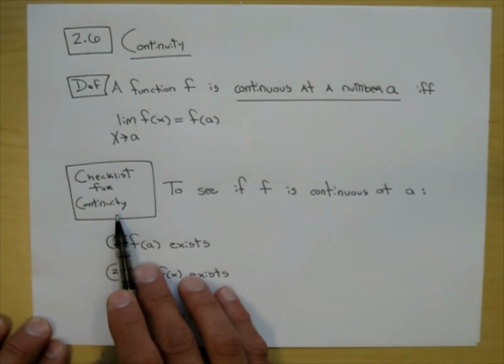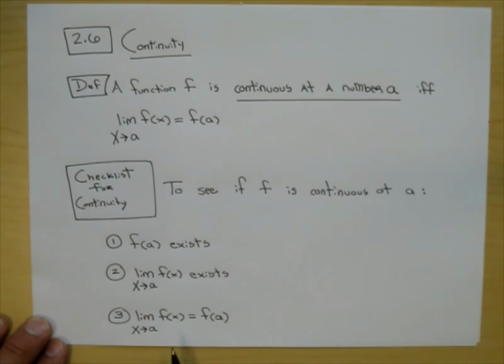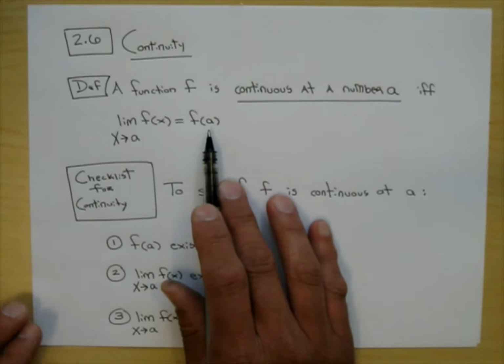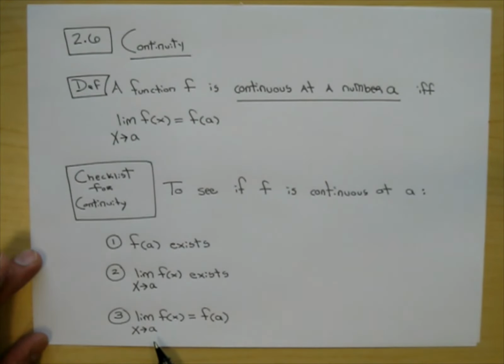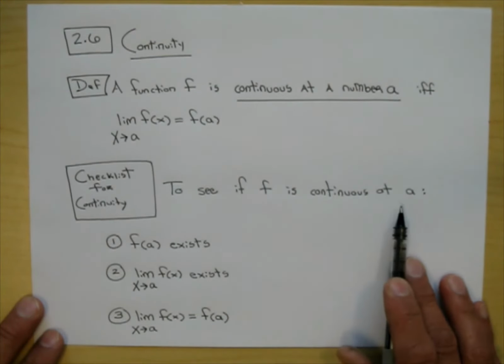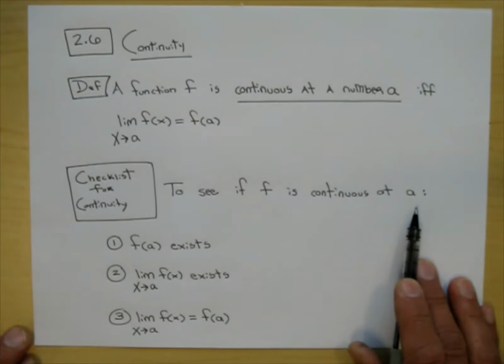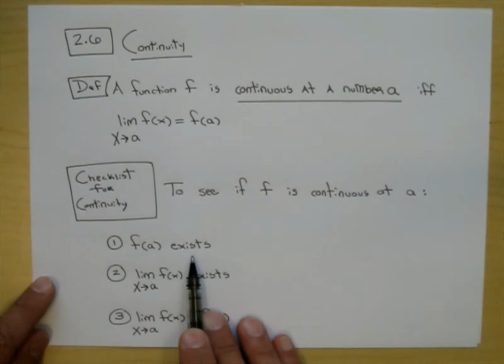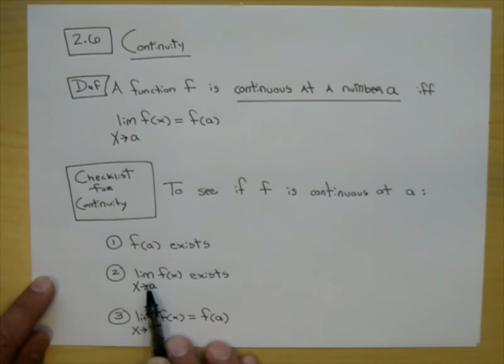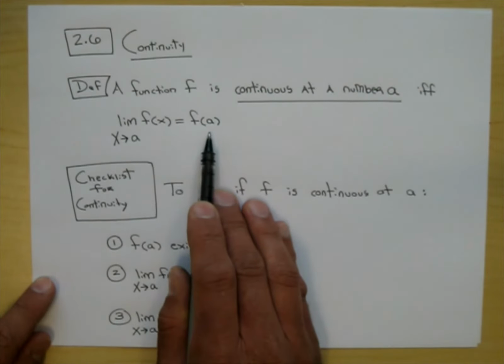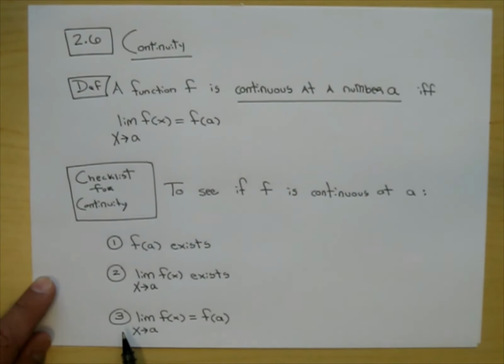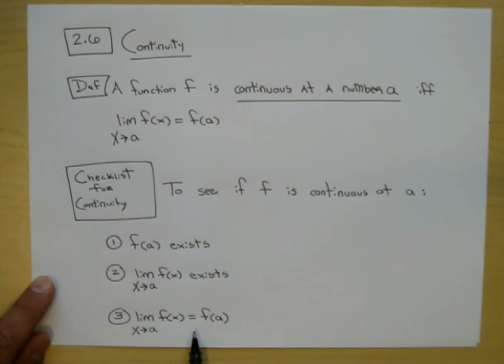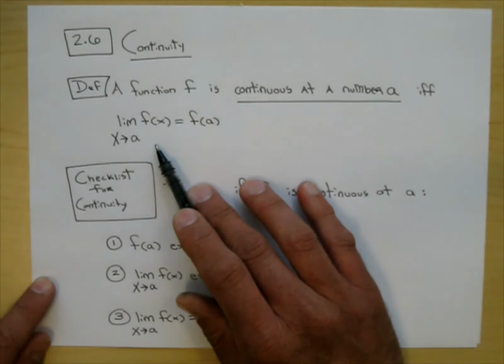So here's a checklist for continuity. This checklist sort of covers this definition, but it gives us a list to run through when they ask us if things are continuous at a number. To see if f is continuous at a, three things have to happen. One, f of a exists. Two, the limit of f as x approaches a exists. So they're basically saying that exists, that exists. Condition 3, the limit of f as x approaches a equals f of a, which is pretty much this statement.